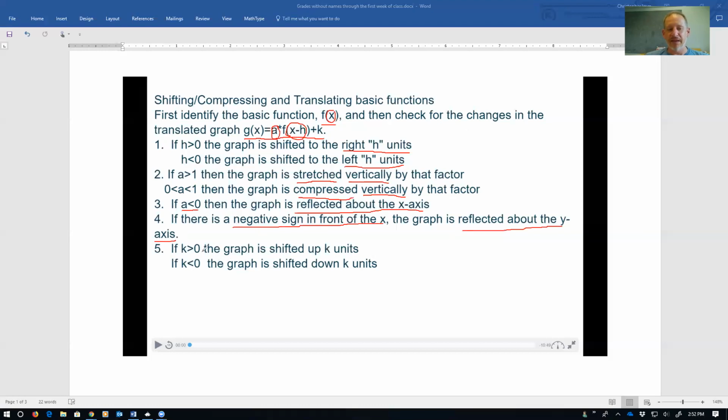Finally, if we're going to be looking at this additive outside change, this k, we're adding that on to the y value. This is totally intuitive. So if k is positive, then that's going to just shift the graph up that many units. If k is negative, it's going to shift it down that many units. So that's an intuitive part of this graph. All right, let's try some examples.